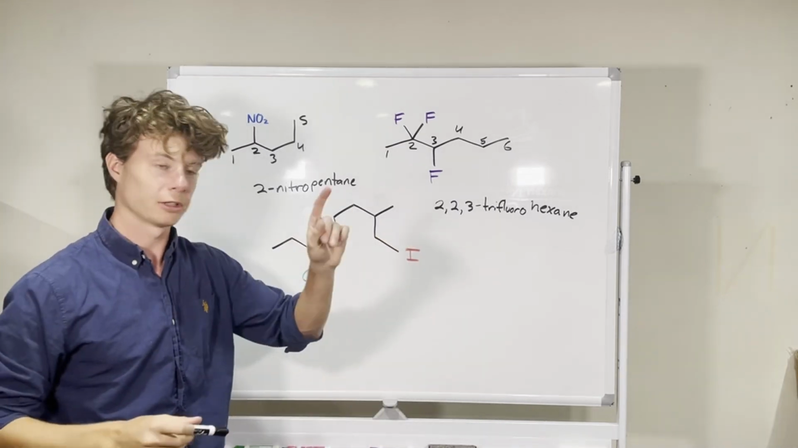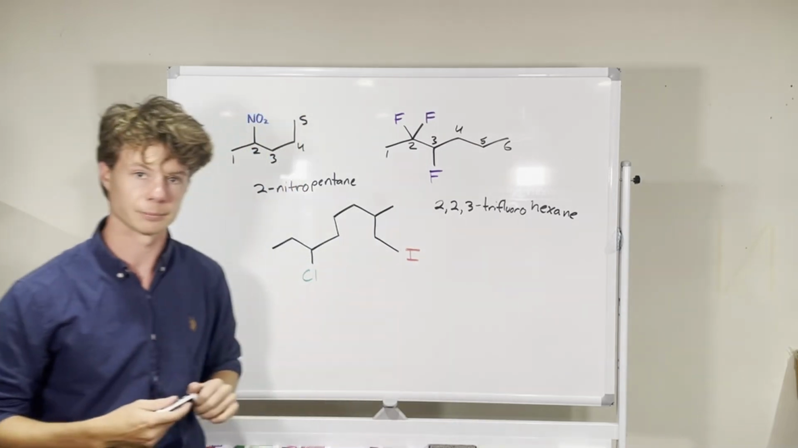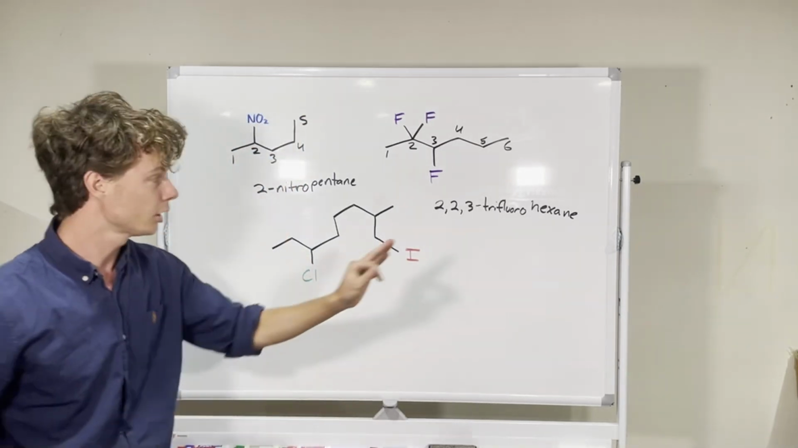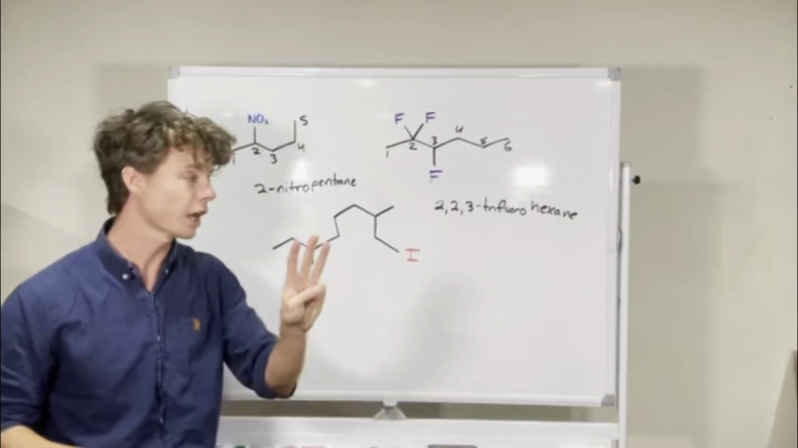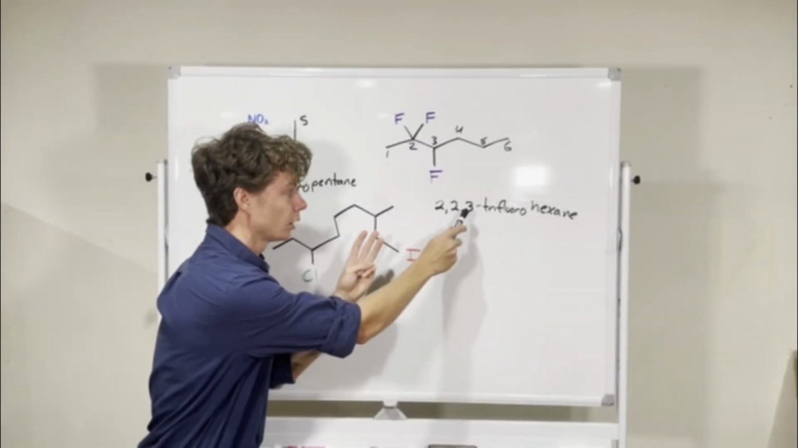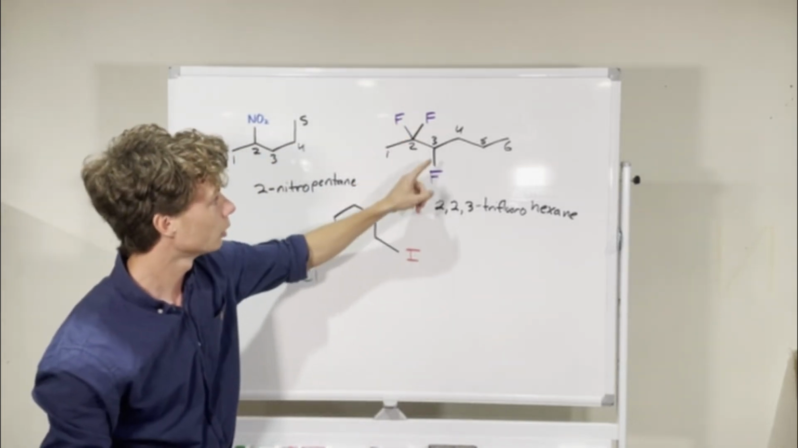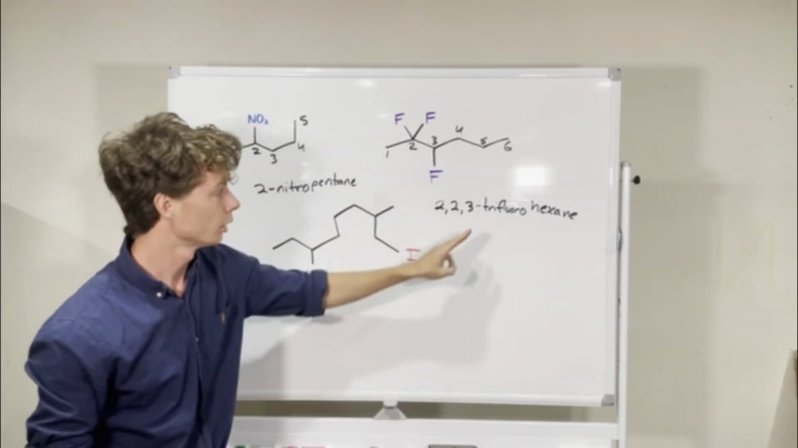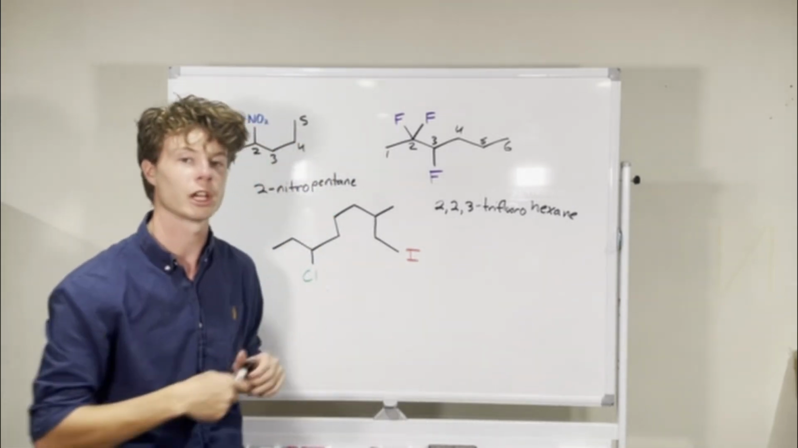But if you can't read it, listen here. It's 2, 2, 3, trifluorohexane. And what that means, trifluoro, I have 3 fluoro groups, and they're located on carbon number 2 again, and carbon number 3. 2 on carbon number 2, 1 on carbon number 3. There's 3 of them total, and they're on a hexane carbon chain.